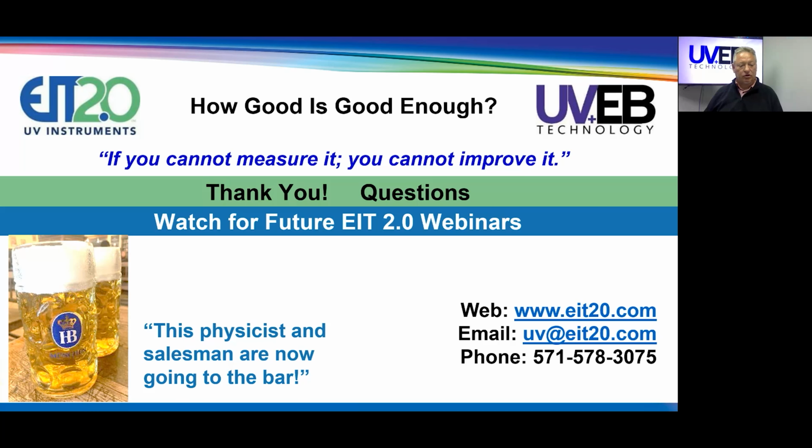A couple others. Do you collimate the light before measurements? So we don't have any beam changing optics in our radiometers. We will have a neutral density filter to cut down on some of the intensity, but there's no beam changing optics in our devices. Okay.